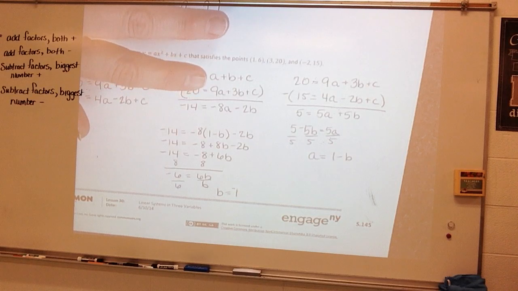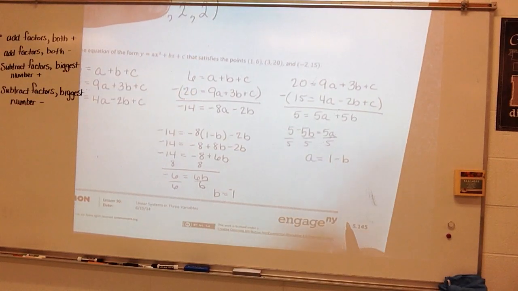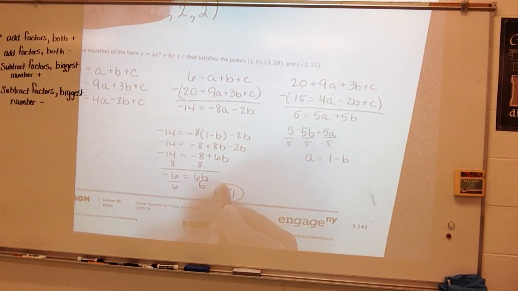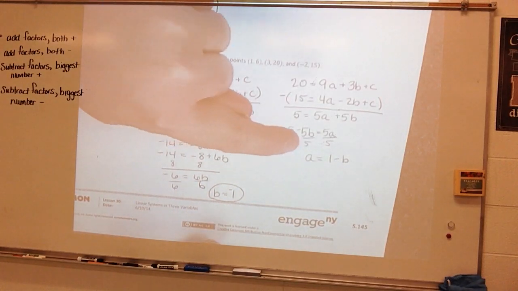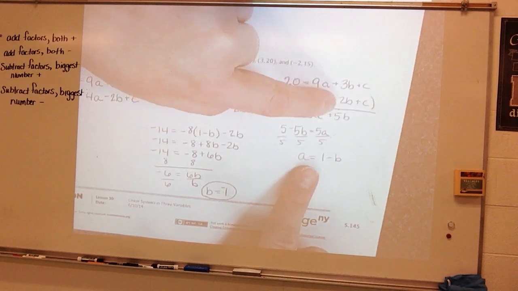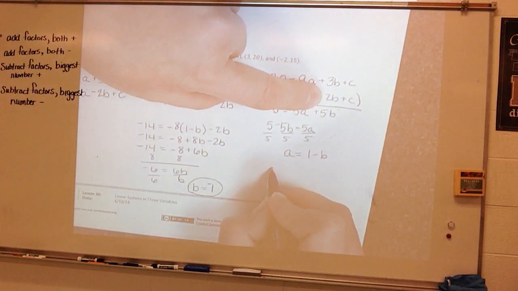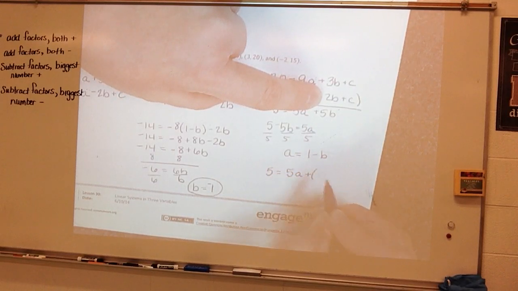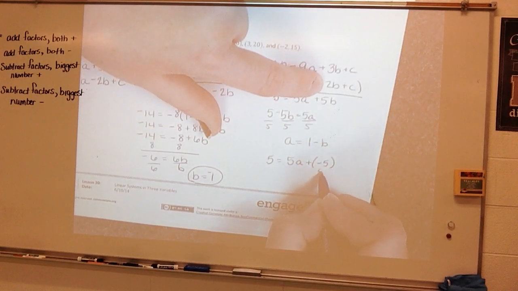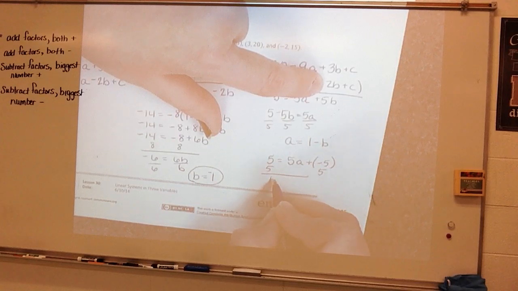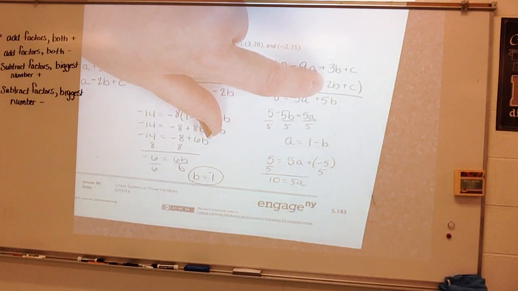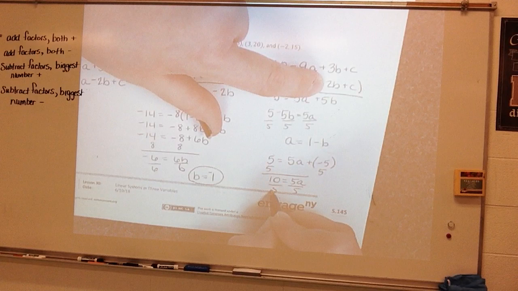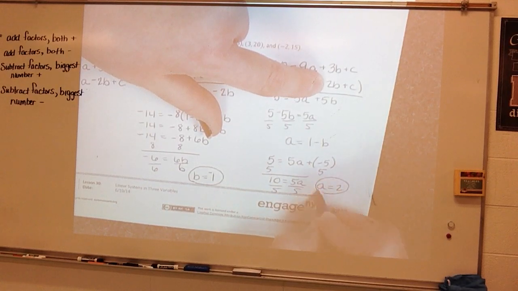So I now know what b is equal to. Since I know what b is equal to, I can now plug in here to find a. So I get 5 is equal to 5a plus 5 times a negative 1 is negative 5. So I'm going to add 5 to both sides. I get 10 is equal to 5a. Divide by 5. A is equal to 2.